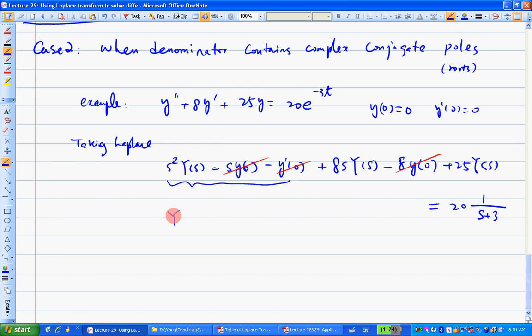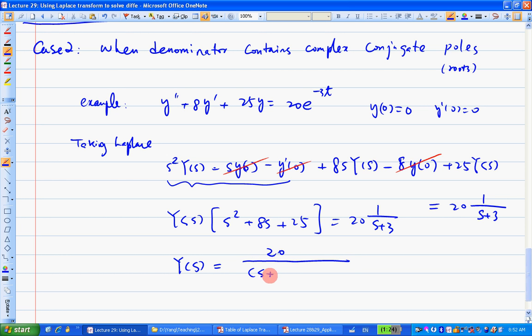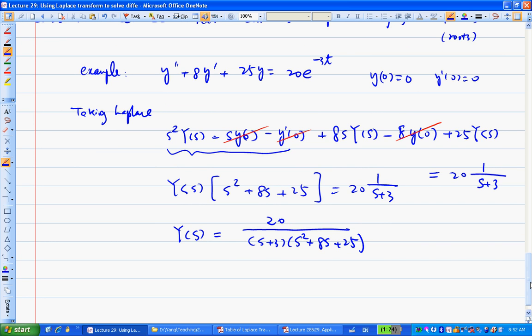So what do we have? We have Y of s times s squared plus 8s plus 25, equal to the other side, 20 over s plus 3. So that's the result after the Laplace transform. Which means my Y of s equals 20 over s plus 3 times s squared plus 8s plus 25.